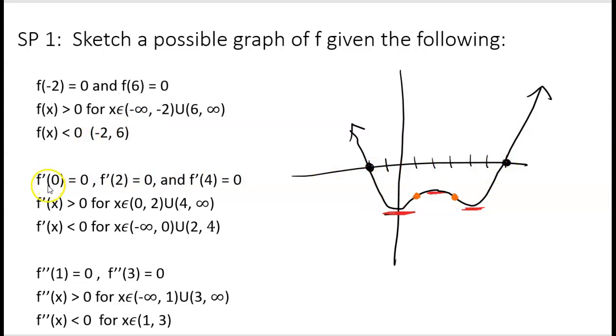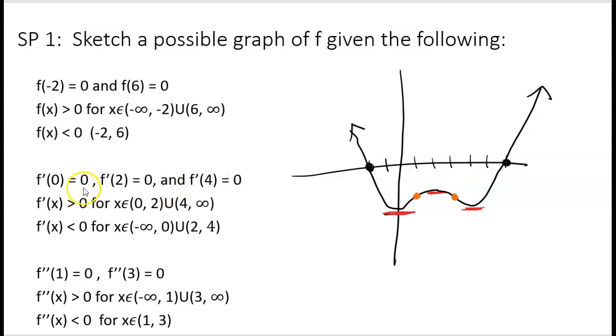Next, we have f prime of 0 equals 0, f prime of 2 equals 0, and f prime of 4 equals 0, which means we should have some flat horizontal tangent lines at 0, 2, and 4. So I drew a red horizontal tangent line here at 0, a red horizontal tangent line here at 2, and a red horizontal tangent line here at 4. And that means that my graph would have to go down, hit that, come back up, hit that, come back down, hit that, and swing back up.